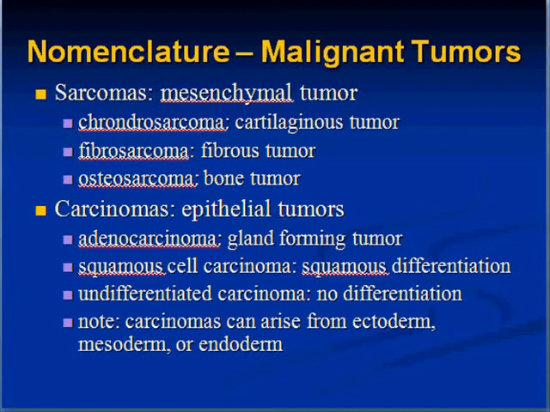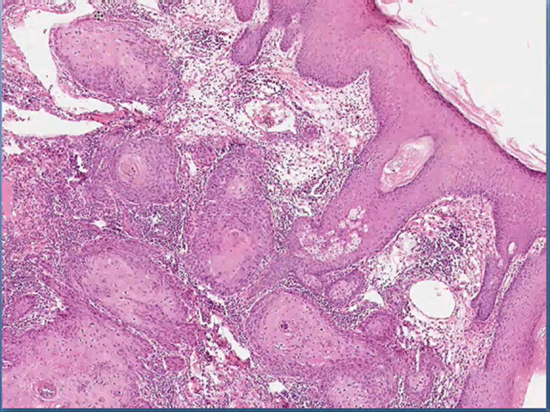Okay, now that we have defined malignancies of connective tissue or mesenchymal tissue as being sarcomas, and we have defined malignancies of epithelial tissue as carcinomas, let's look at some of the common patterns of carcinomas. In the first pattern, called a squamous cell carcinoma, as you would guess, the malignancy arises from the squamous epithelium, or squamous mucosa, if you will.